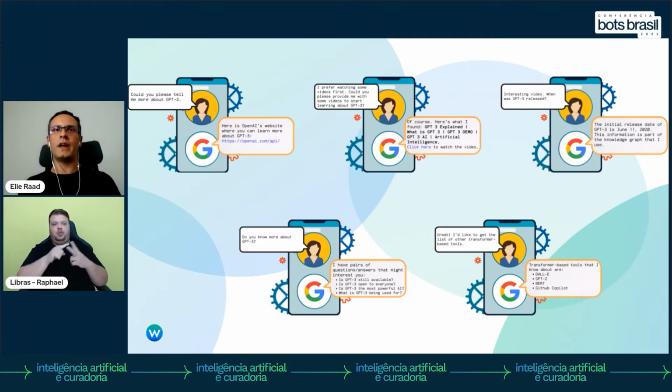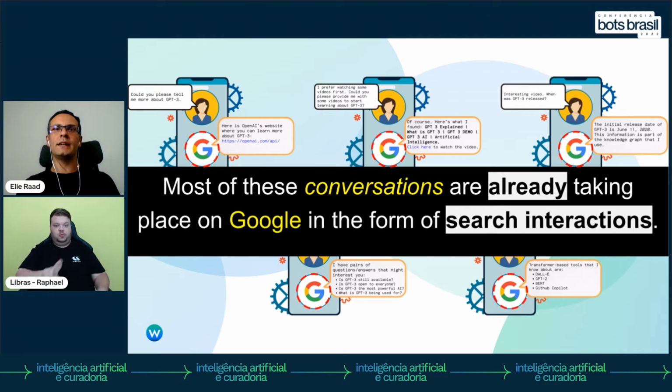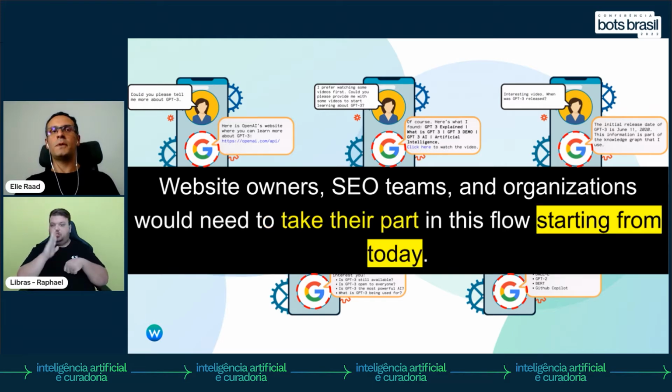In this conversation, we had multiple steps. We saw them. The main point here is to see that those conversations are already taking place on Google. It's between the user and Google, on the first page of Google. But what we want to change is that we want the organization, the website, the SEO teams to take their part in this flow starting from today.